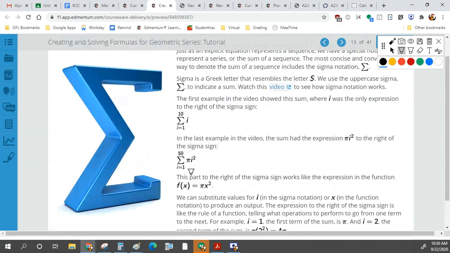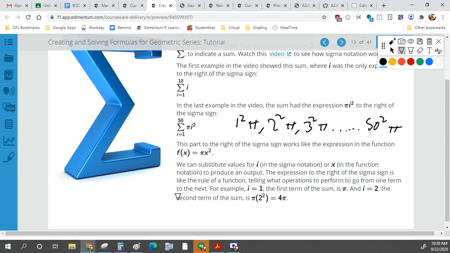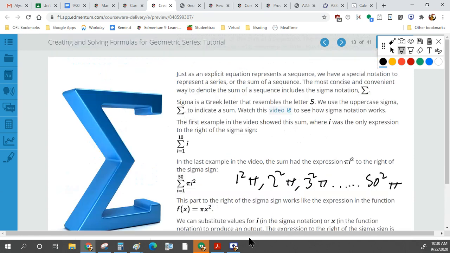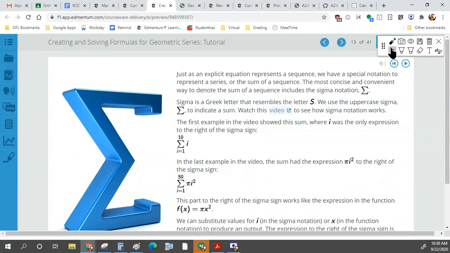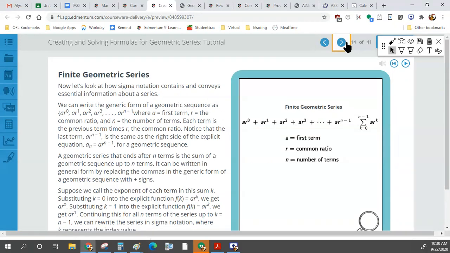So the next thing we're going to do: let's say we're doing pi times i squared. That means for the first term, we're going to do 1 squared times pi. For the second term, 2 squared times pi. For the third term, 3 squared times pi, and so on and so on until we get to 50 squared times pi. That's all we're doing when we're using sigma to find our series. So let's get on to another slide.